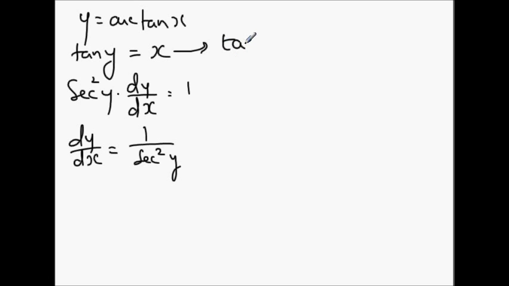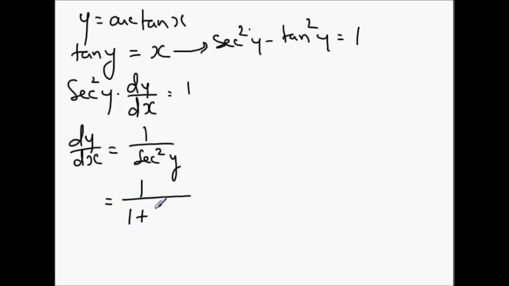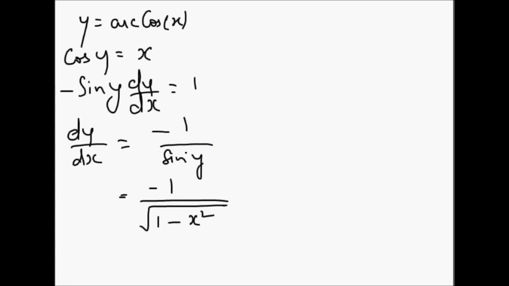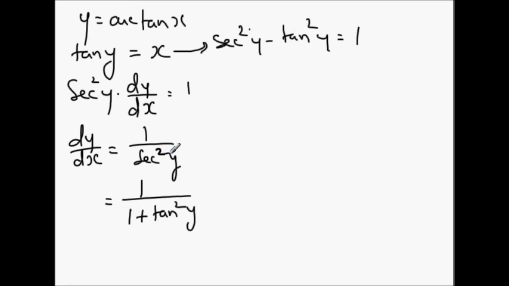This is the identity we can use: secant square y minus tan square y equals 1, which says that secant square y equals 1 plus tan square y. So this is 1 over 1 plus tan square y, and remember there is no square root because here it's secant square, whereas in the previous cases there was a root with the sine or cos. So here it is secant square y, therefore there is no square root, and this is 1 over 1 plus x square. Okay, there is no square root for arc tan, remember this.